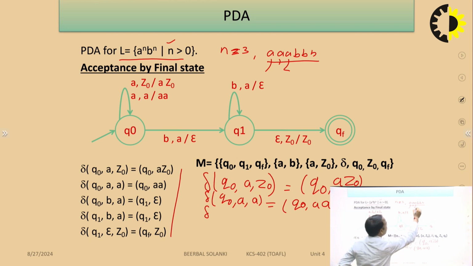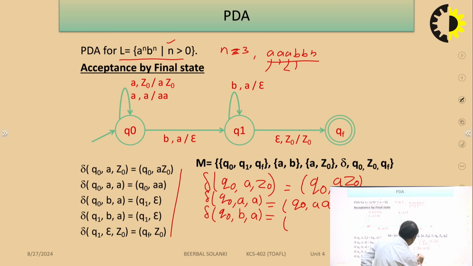Now if we read the symbol b, the state is Q0, we read input alphabet b and the top of stack is a. Now what will be the next step? The next step is that on b, the a is popped from the stack, and the state moves to the next state, that is Q1, and the top of stack a is popped from the stack. This is written like that in the transition diagram. This will be by the empty symbol.